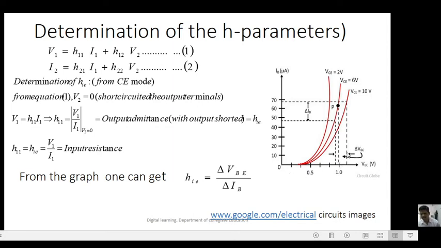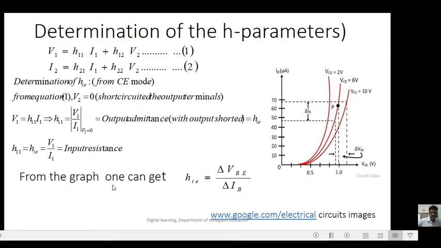Here, the difference between any 2 points we choose on the curve gives delta VBE, the difference between the 2 voltages, or the change in voltage across the base to emitter section. The difference between the 2 points along the y-axis gives delta IB. Delta IB is known as the change in base current. So here P is the operating point or Q point.